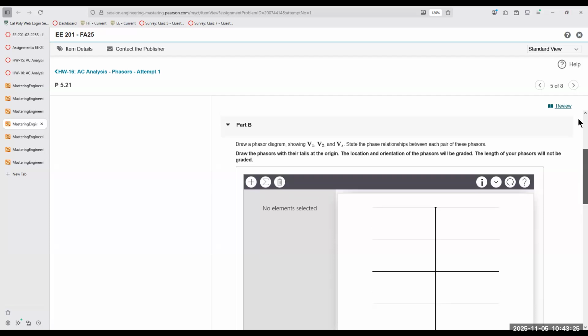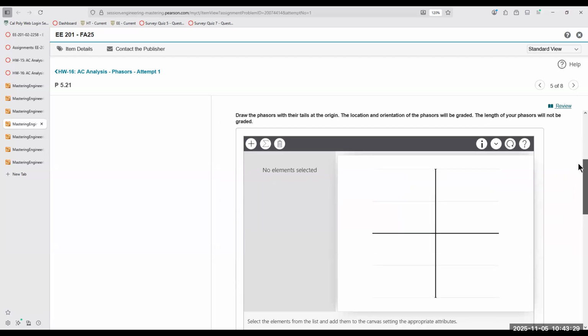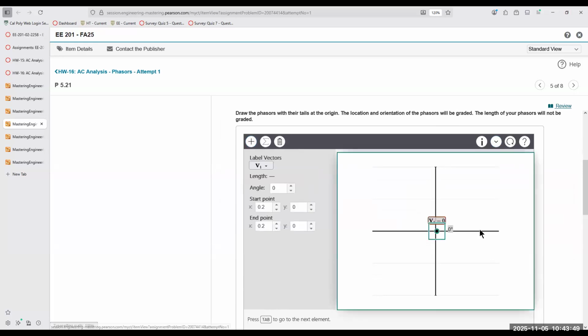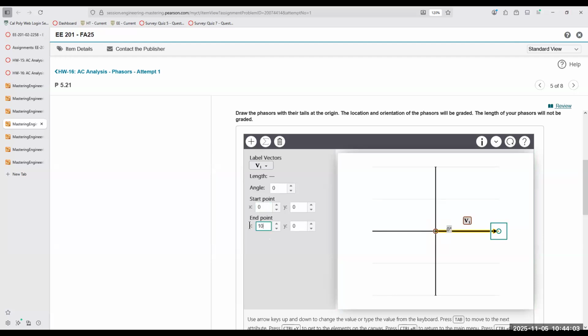Well, actually, V1 is given, so we don't need to do anything. It's 100 cos omega t. So it's a vector that has an angle of 0 degrees. So it's lying flat on the x-axis, positive real axis, with a length of 100. So if I was to do V1, starting point here, and then angle is 0. Start point should be 0. End point on x should be 100. Why is it only going up to 10? Oh, gotcha. I need to convert it into rectangular coordinates.